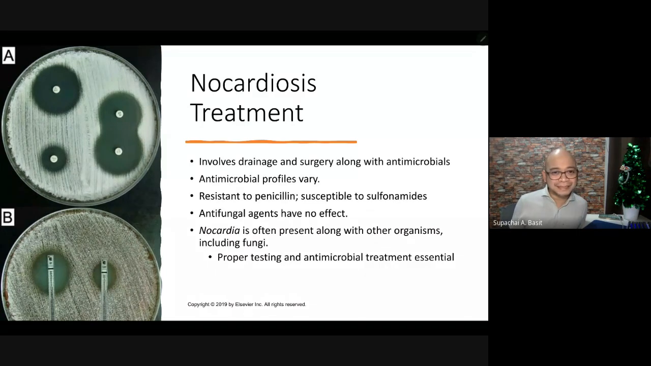Nocardia may be present along with other organisms including fungi. So there's a possibility that the patient has multiple infections. Proper testing and antimicrobial treatment are therefore essential because doctors need to differentiate whether it's bacterial or fungal. If it's bacterial, doctors will be giving antibiotics. If it's fungal, doctors would be giving antifungals.